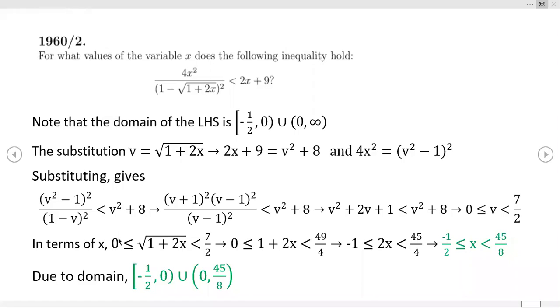A challenging problem, at least it was for me, from the 1960 IMO. This is problem 2, and I think this was the second International Math Olympiad. Now, they're looking for the range of x's such that this inequality holds.